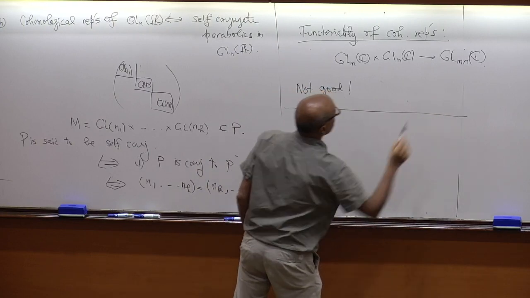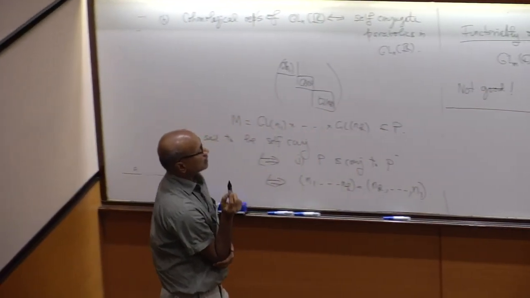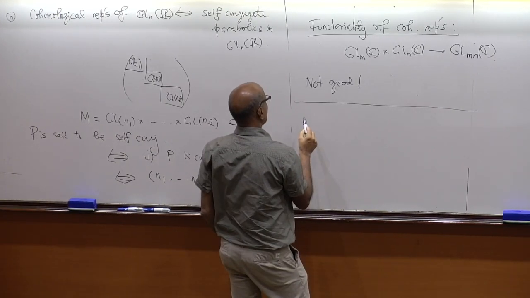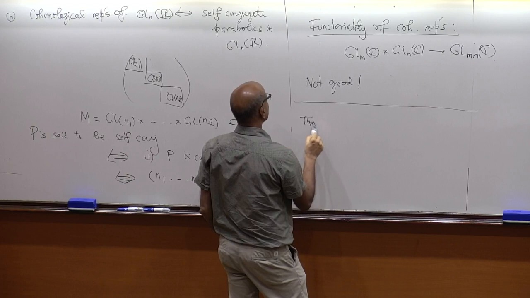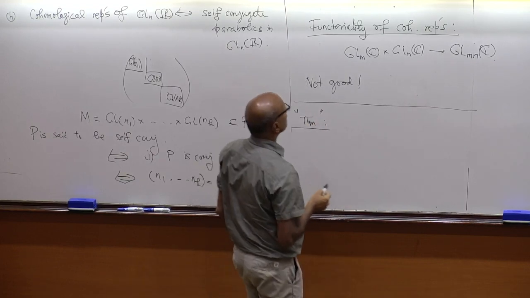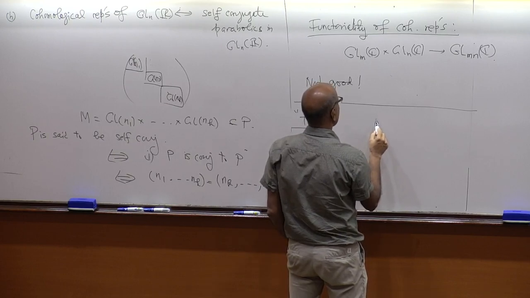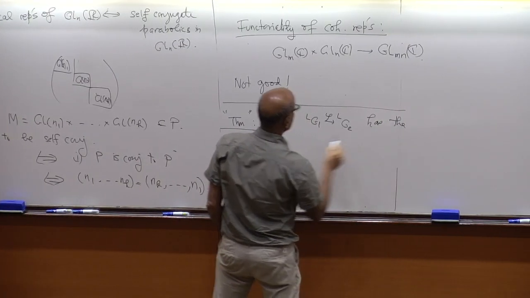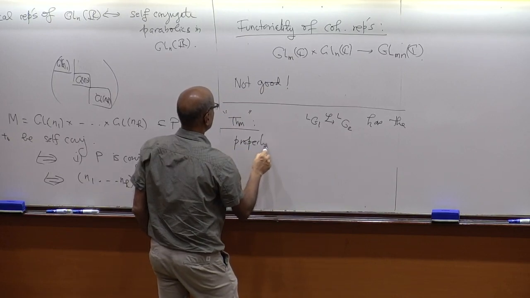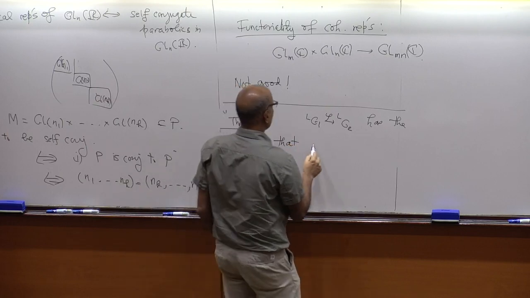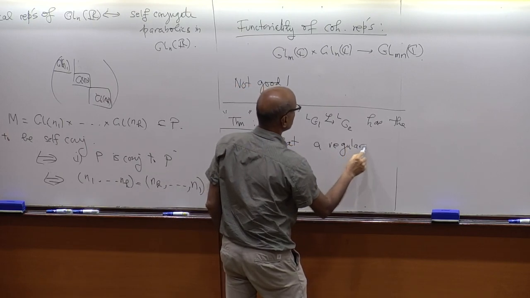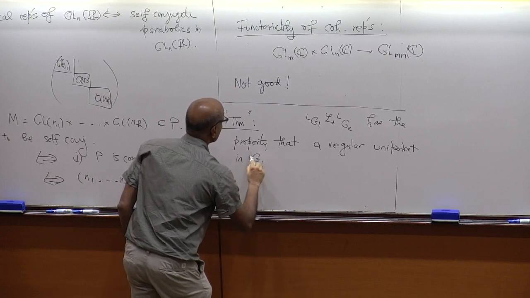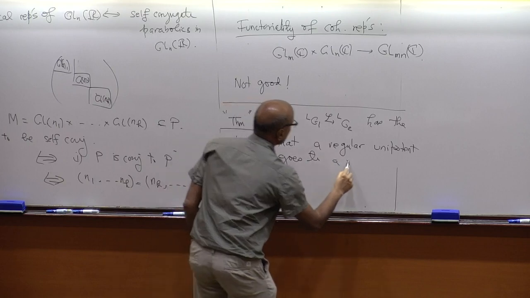So in some sense, the aim of my lecture is to suggest a situation in which it looks good. And I was hoping to have proved it, but I have not. So this is a theorem in quotation marks because it has not been proven. So suppose phi from LG1 to LG2 has the property that a regular unipotent in G1 goes to a regular unipotent in G2, and a regular unipotent in G1 check goes to a regular unipotent in G2 check.